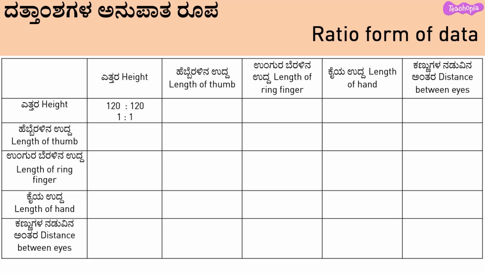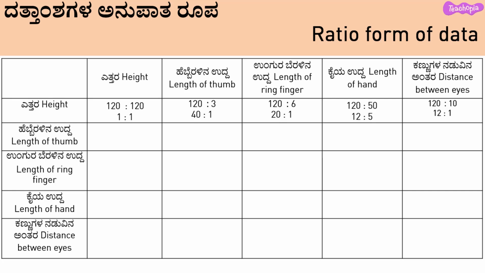Similarly, the ratio between height and length of the thumb can be written as 120:3, and this can be written as 40:1 upon simplification. Similarly, the ratio between height and length of the ring finger can be written as 120:6, and after simplification, it gives us 20:1. The ratio between height and the length of the hand can be written as 120:50. Upon simplification, we can write it as 12:5. In the same manner, the ratio between height and distance between eyes is 120:10, and simplification gives us 12:1.